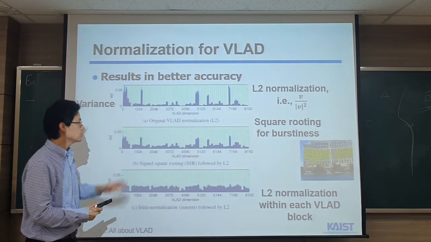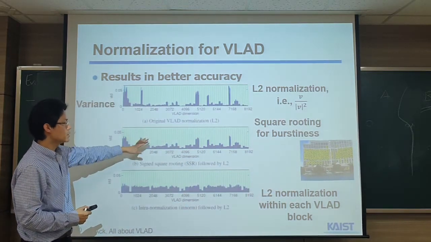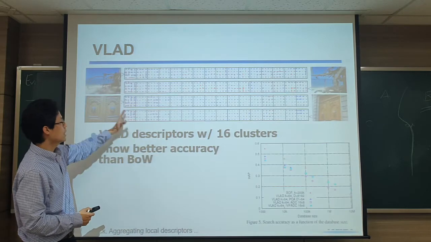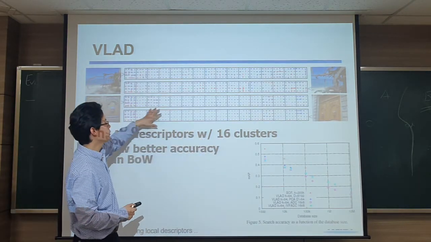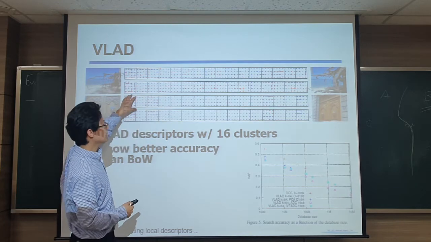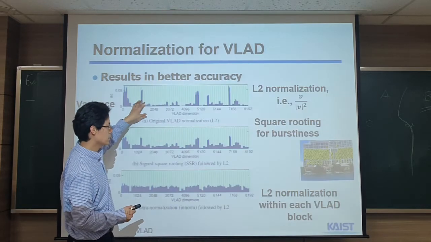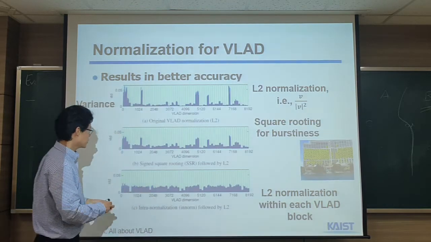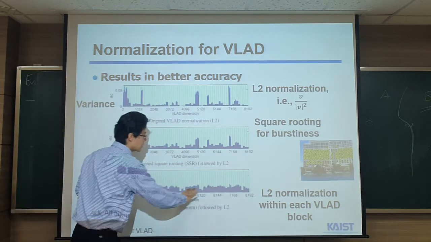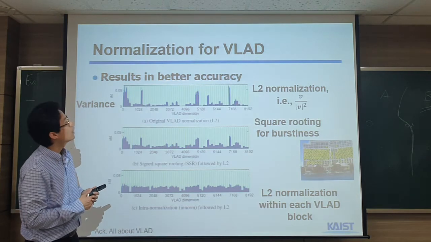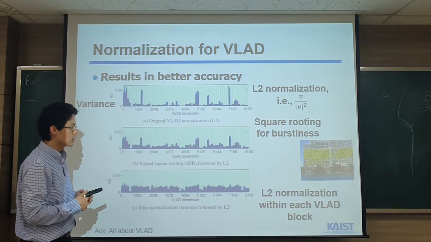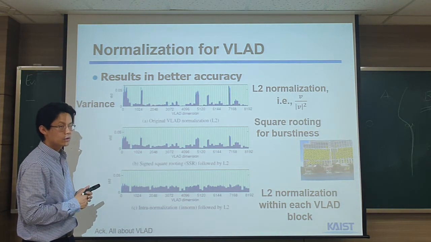And I didn't really talk about it here, but they do all kinds of other normalization. Here I talked about the different clusters, the 16 clusters. Also within each cluster we do this normalization. If they do that, they have a very well balanced variance over the different dimensions. And it has been shown that this normalization gives you better results.